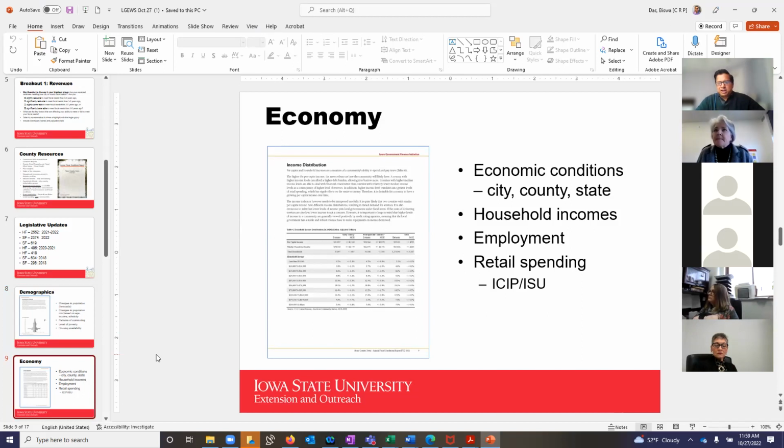Similarly, with household incomes, employment, retail spending is another part that, while not included in these reports, Iowa State does have retail spending reports dating back more than 40 years through the economics department. That also helps you to understand the local retail situation in your city and county.